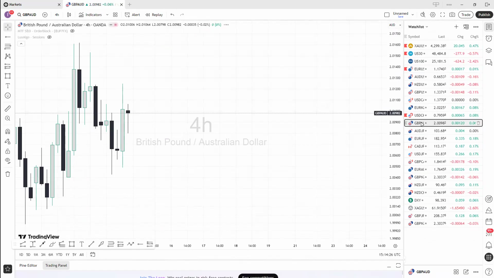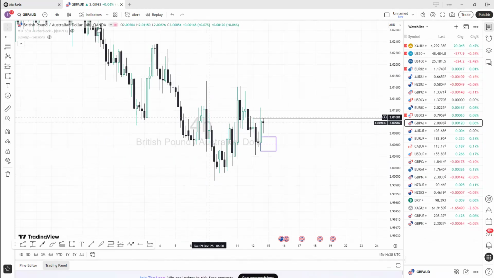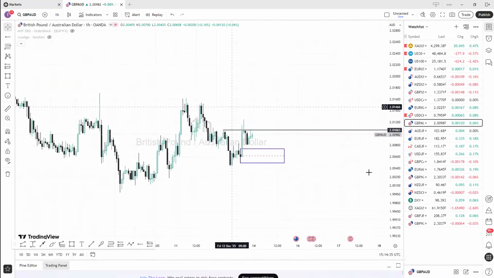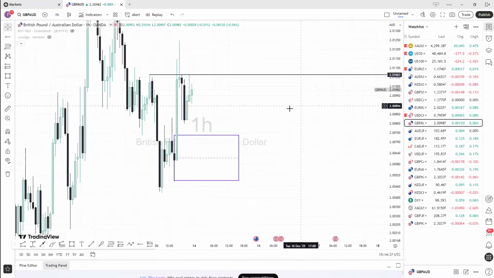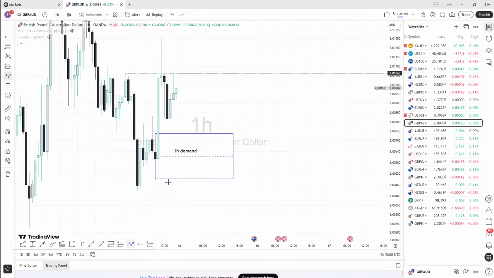GBP AUD. There is a very good reversal pattern created over here on the 4-hour. Also on the 1-hour, I have that market structure. So we have a point of interest on GBP AUD, a demand and mitigated demand. Immediately after market open, wait for mitigation of that 1-hour demand zone. So wait for confirmation on that demand.